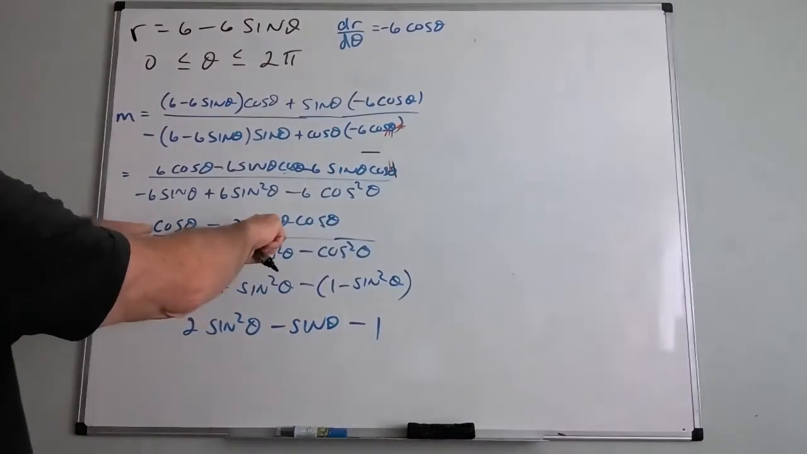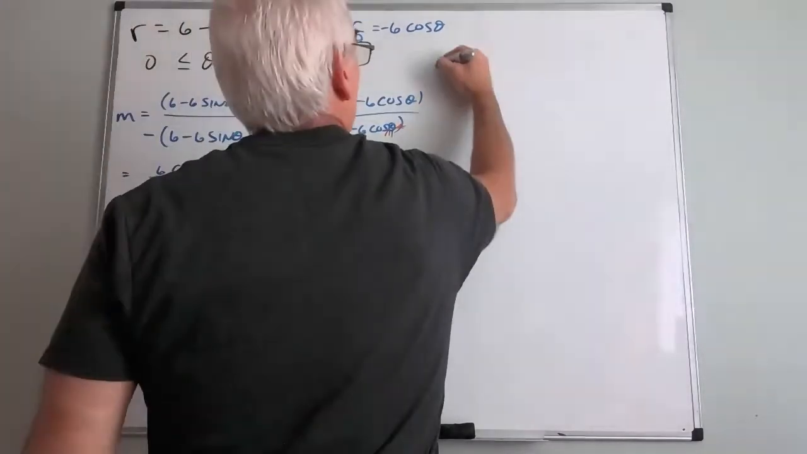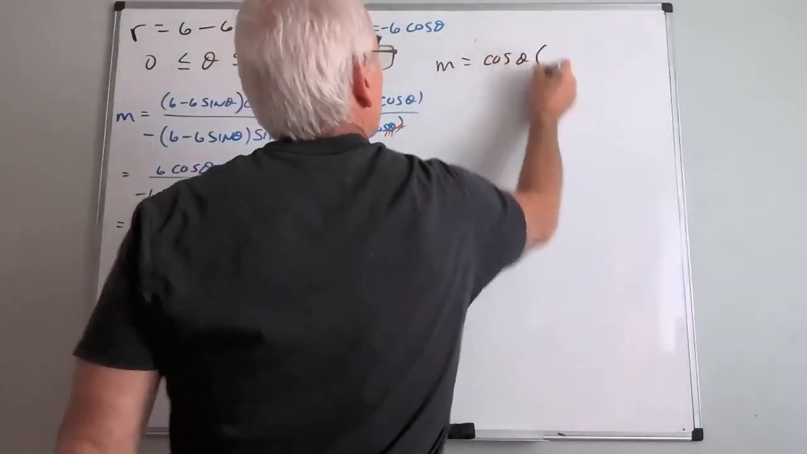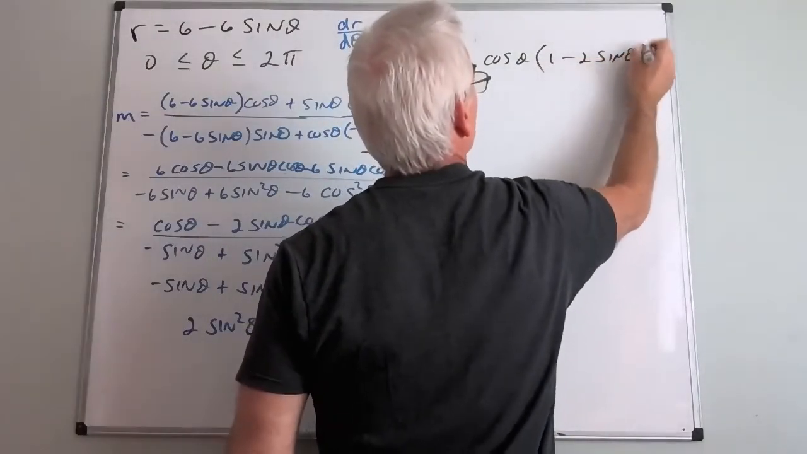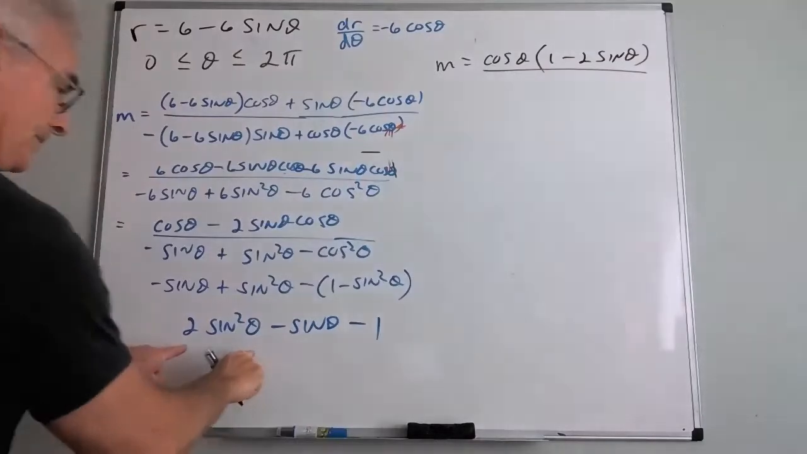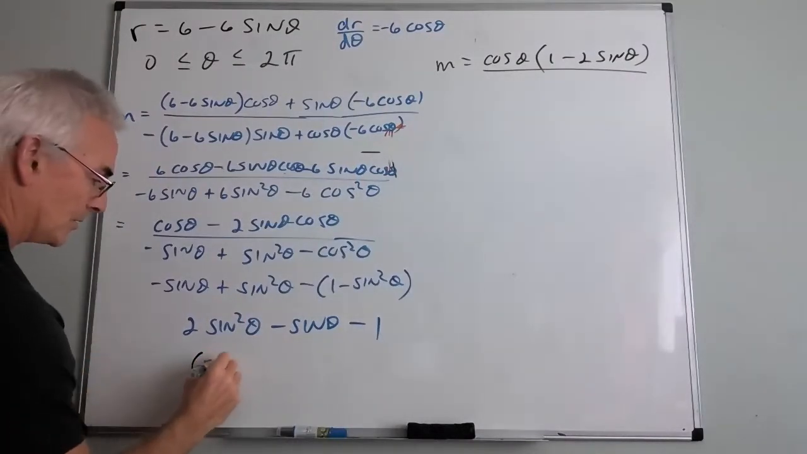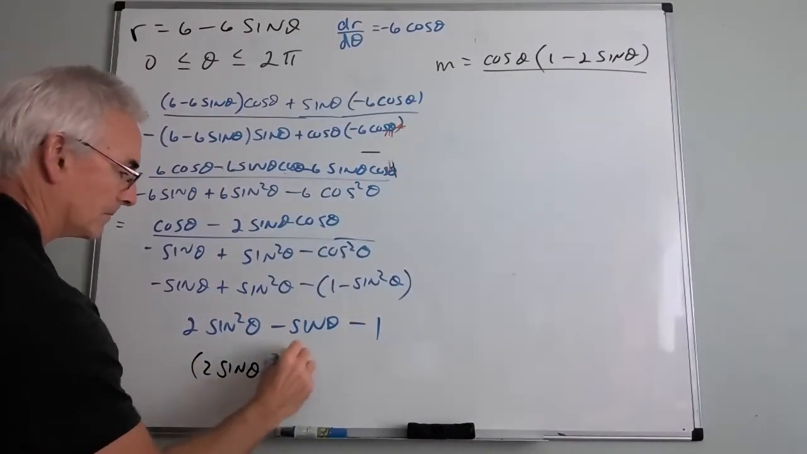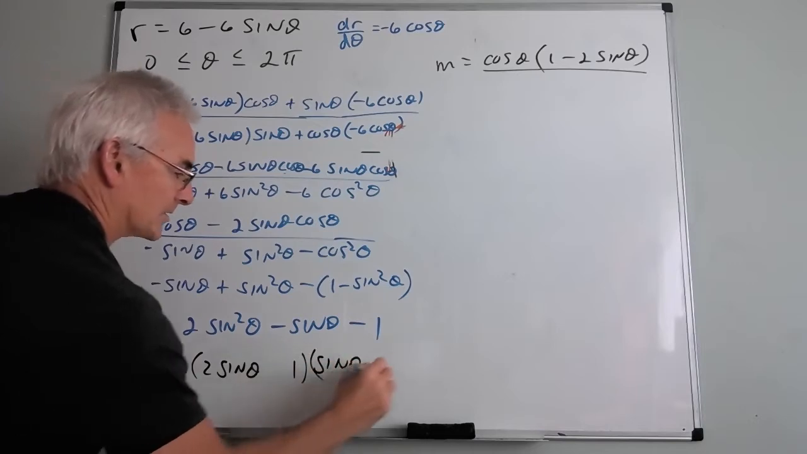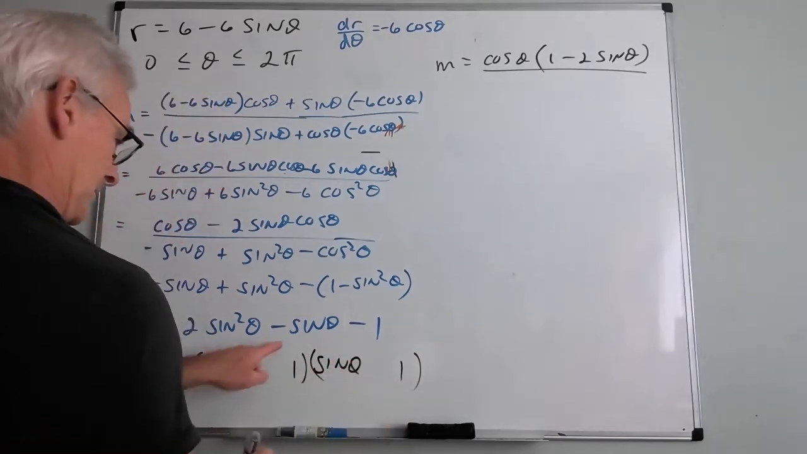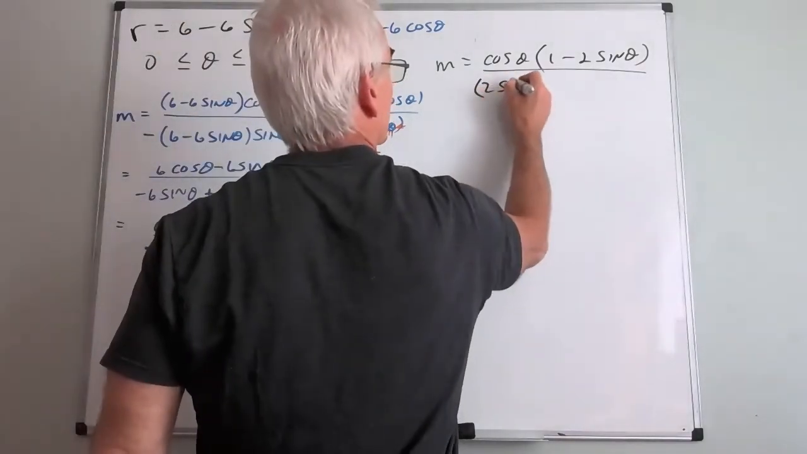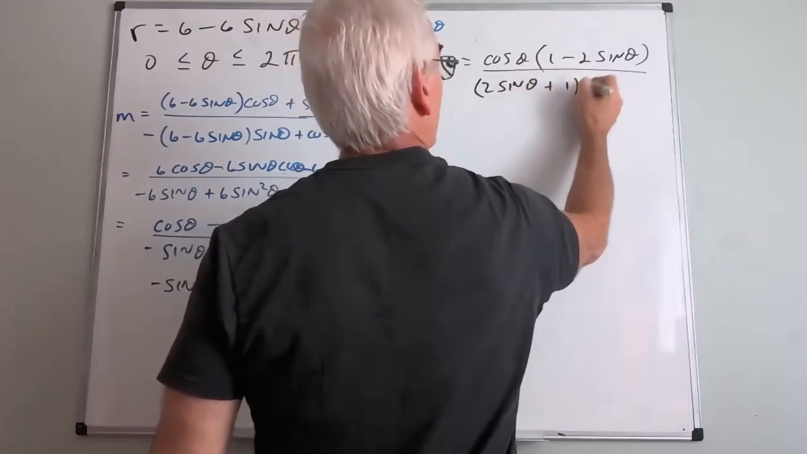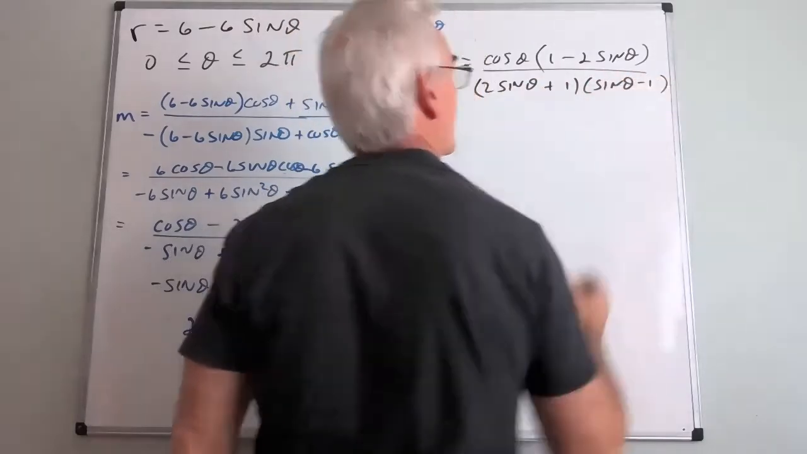So in my numerator, clearly I can factor out a cosine theta. And that leaves me with 1 minus 2 sine theta. My denominator is going to be 2 sine theta, sine theta. So let's see, I need that to be a minus, so that would be minus plus. Everybody see that? Nice simple factorization. So my denominator, 2 sine theta plus 1 times sine theta minus 1.